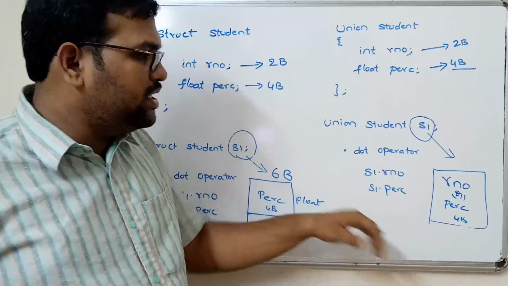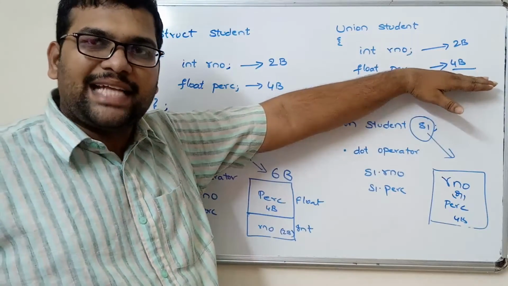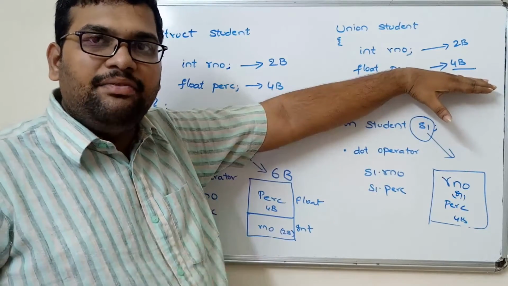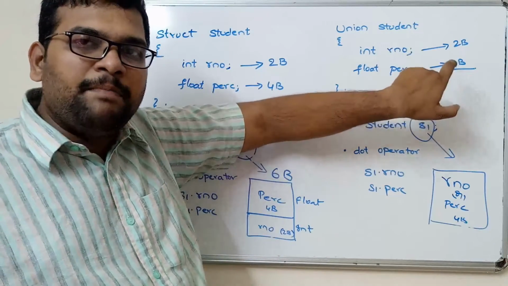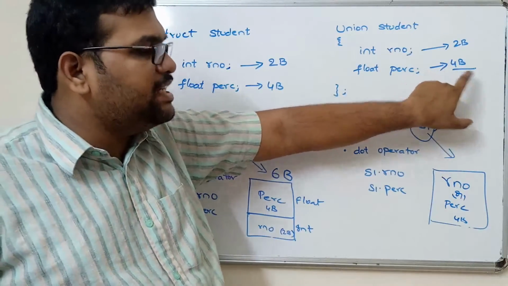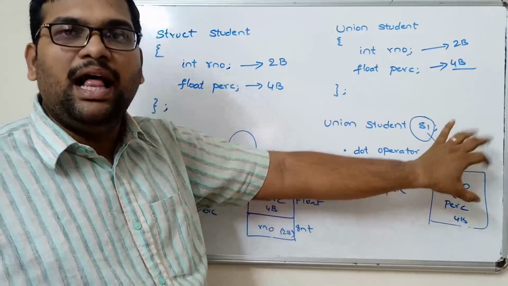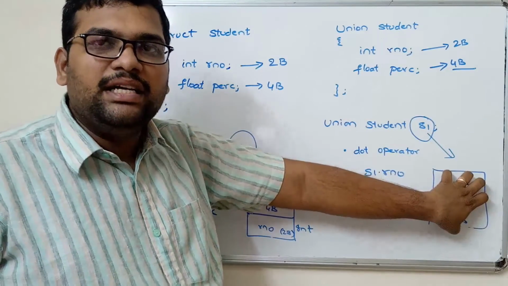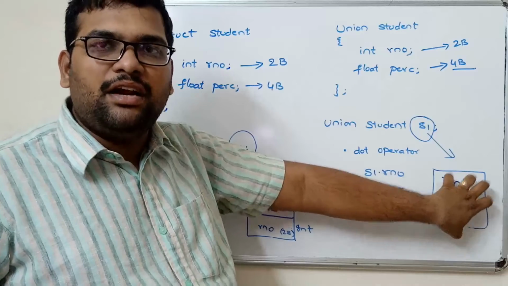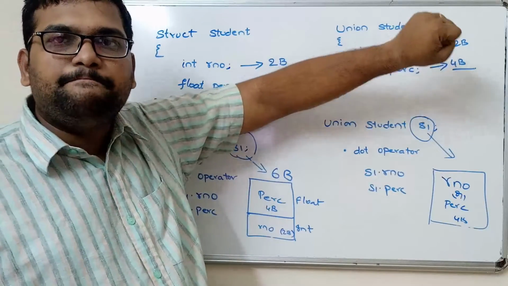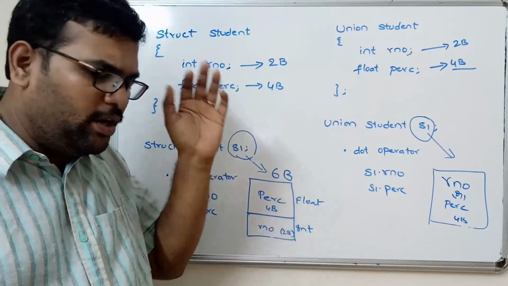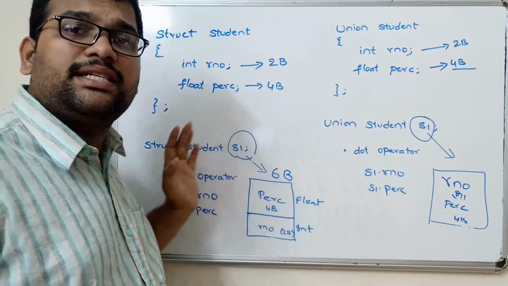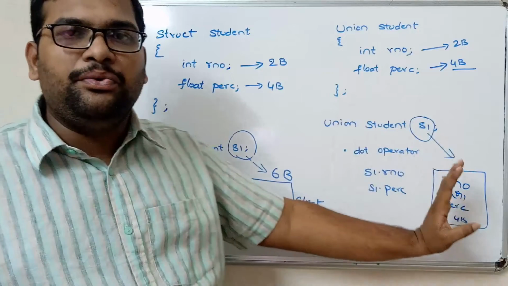So hope you have understood this one. First it will calculate the sizes of individual members and it will consider the maximum size of an individual member, and that maximum size will be allocated for the union variable, and that memory will be shared between all the members of a union. So that is the only difference between the structures and unions.